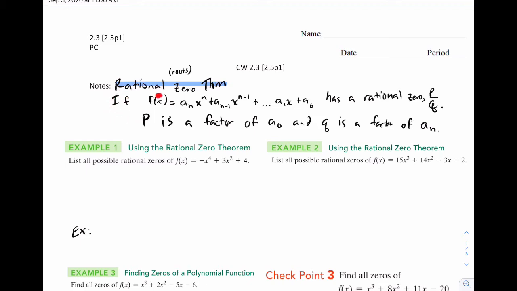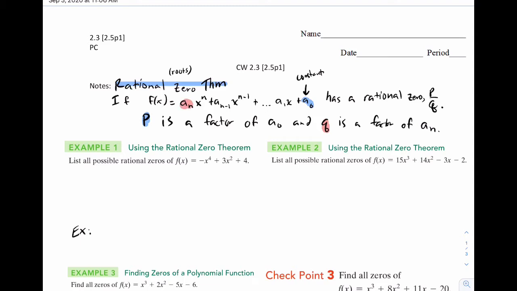Now it says if f of x equals, this is how you generically write a polynomial: a sub n x to the n, a sub n minus 1 x to the n minus 1, and it goes all the way down to your constant term. So that right there is your constant. So this is saying if you have some function and it has a rational zero p over q, p is a factor of a0. So I'll highlight that. And then it says q is a factor of an, which is this first part.